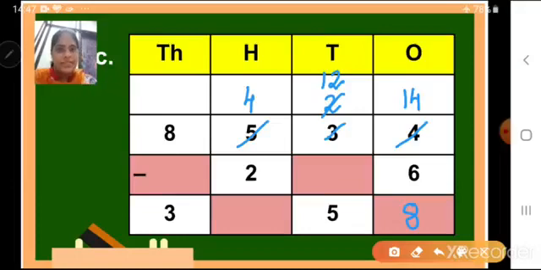So let us subtract. Count after 5. 6, 7, 8, 9, 10, 11, 12. So how many fingers we have got? 7. So my answer here is 7.